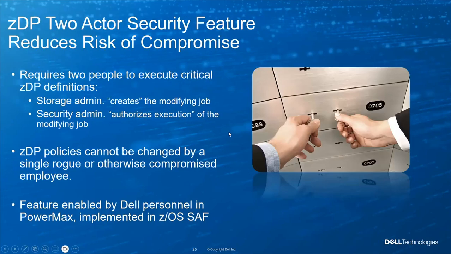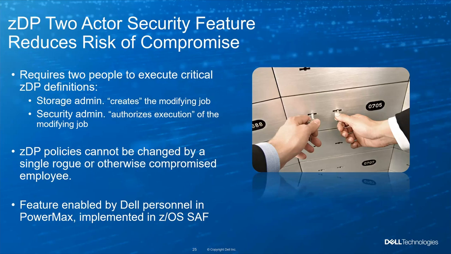Now, in addition to the secure attribute that you can put on snaps, we have this additional layer of security called two-actor security that ensures that two people are required to execute changes to the ZDP definitions. And in this example, a storage admin might be one actor who would create the job that wants to modify these definitions, and perhaps a security administrator or some other higher level authority would authorize the execution of that.